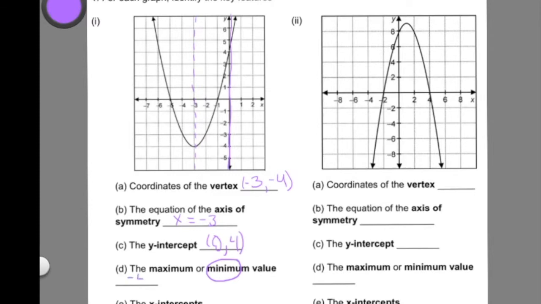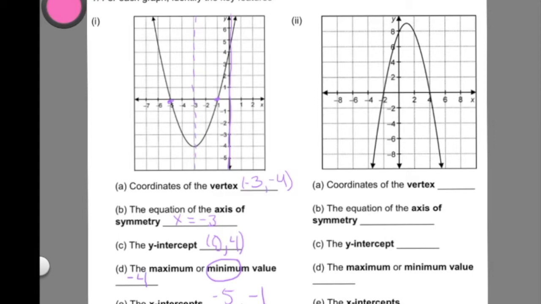The x-intercepts. So where does this parabola cross the x-axis? There are 2 points. One of them is right here, and one of them is right here. So -5 and -1. So the x-intercepts, I can just write -5 and -1. So that was the first one. For the next one, we have a maximum, right? Because it's opening in the opposite direction.